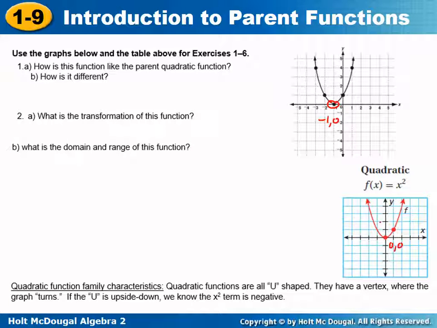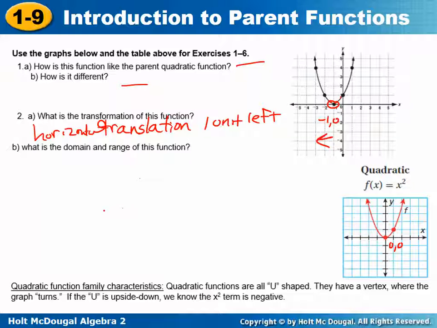So the vertex of the transformed one has changed. So how has it changed? Let's see. Is the only thing that's changed is that all of these points moved over to the left 1 unit. So your transformation is going to be a translation 1 unit left. Or you can say it's a horizontal translation too if you want, by -1. So you still have to answer how are they alike and how are they different.